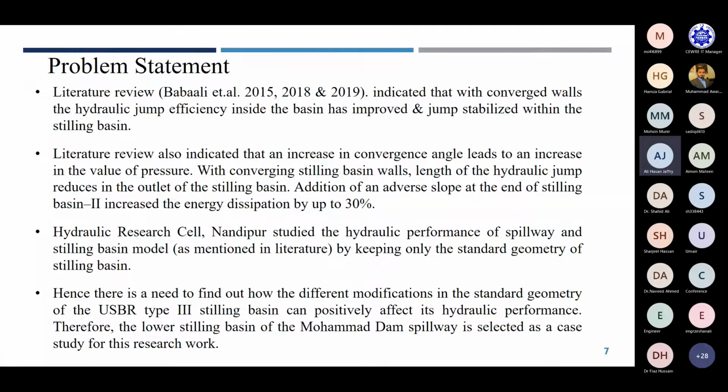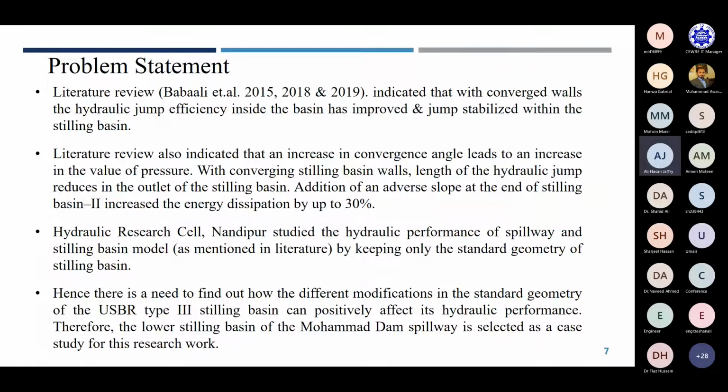Now to the problem statement. The literature review indicated that with converged walls, the hydraulic jump efficiency inside the basin has improved and the jump stabilizes within the basin. The literature review also indicated that an increase in convergence angle leads to an increase in the value of pressure. With converging basin walls, the length of the hydraulic jump reduces at the outlet of the basin. Addition of an adverse slope at the end of the stilling basin increases the energy dissipation by up to 30%.